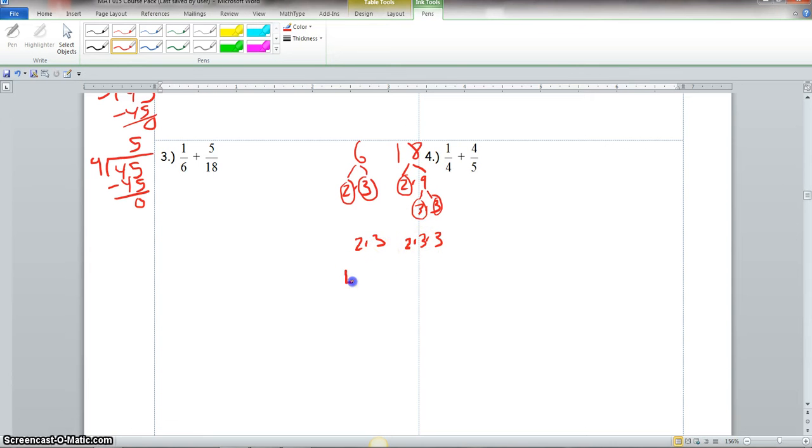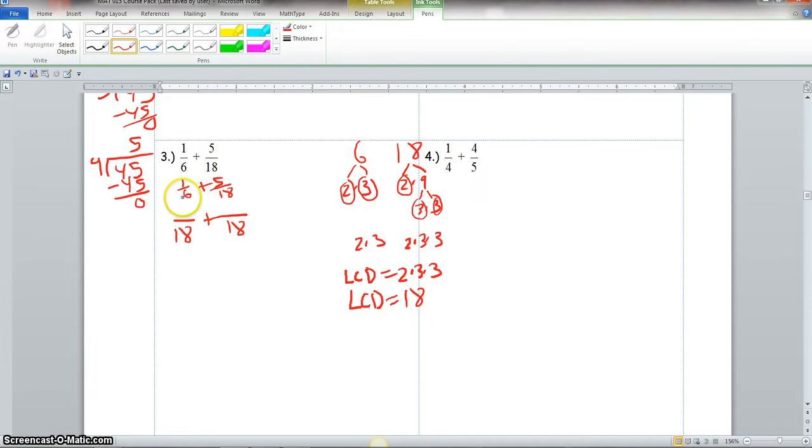So now, for the least common denominator, we have one 2 in each of these numbers, so we'll just write 2 once. We have one 3 here and two 3s here, so we'll write down two 3s. So our least common denominator is 18. Now I'm going to write these fractions down again, so we will have space when we need to multiply.